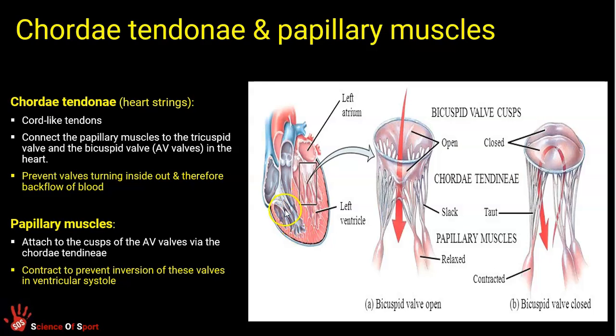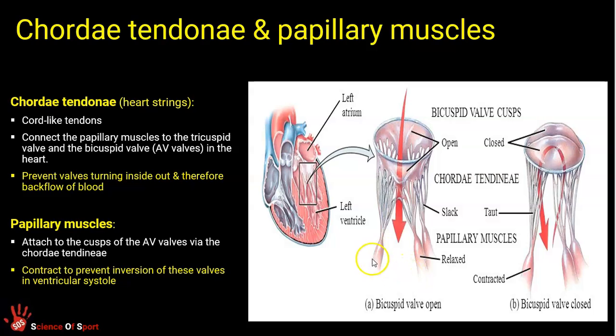And to avoid that backflow when the ventricles contract, we need these valves to shut. So we need them to open when blood comes through, and we need them to be shut when the blood is being pushed out the arteries. And this is the job really, or the role or the function of the chordae tendineae and the papillary muscles. So they've taken this side here, so this would be the bicuspid valve.